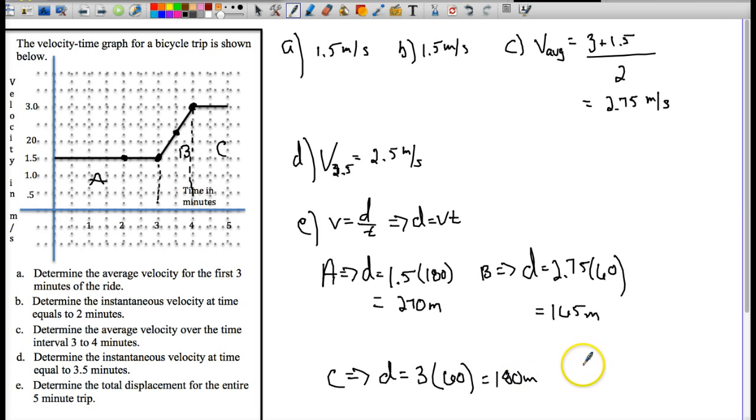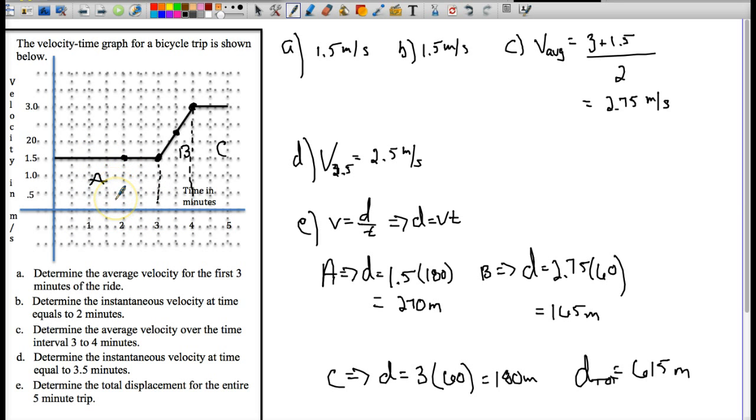So now we find that total displacement, the total distance from where they started to where they ended. We add them all up. We'll call it D sub total, and we get that it has to be 615 meters. So that's one way you can do it, and it makes sense. Pretty simple. Another way you can do it is to find the area under the graph.